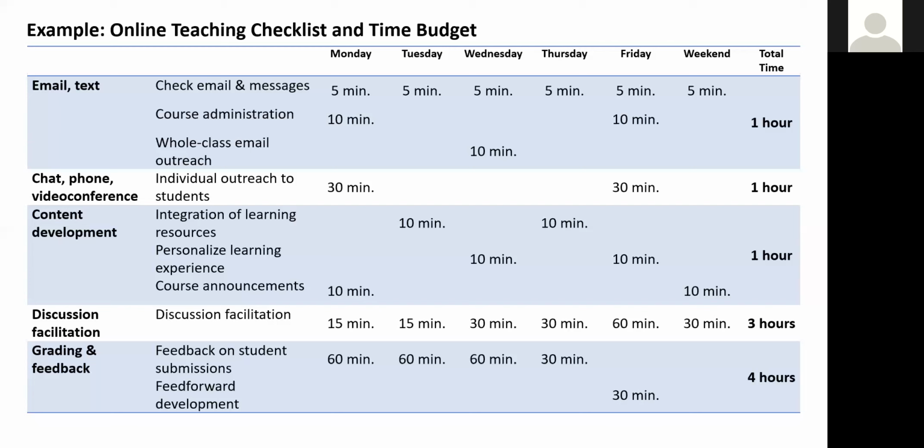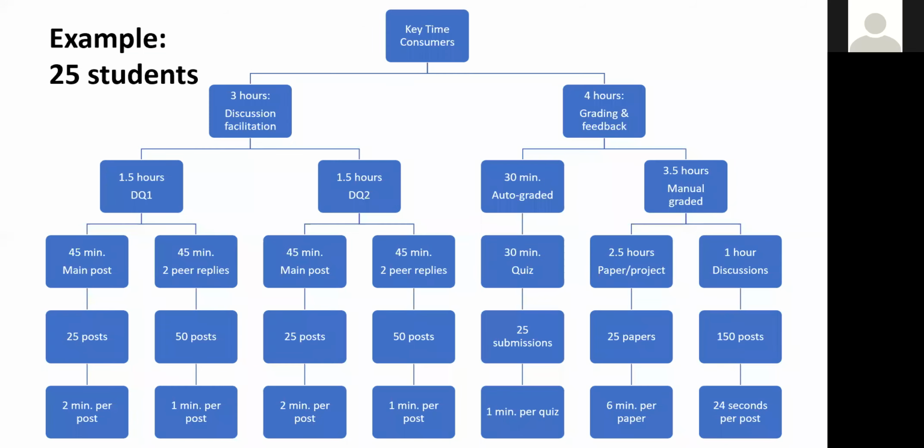So then that means you have to figure out how to get more impact out of the hours you have. If we want to push this even further as a function of those number of students, let's take, for example, 25 students. Think about, what does this mean for you? If you have 25 students and you only have 3 hours for discussion, and you have 2 discussion questions per week, that means you'd have about 45 minutes for the main post, 45 minutes for the peer replies. That's 25 posts. That means you only get 2 minutes per post, 1 minute per peer reply.